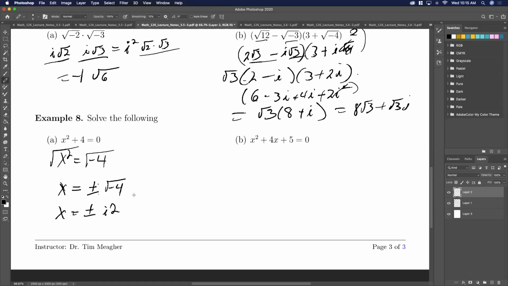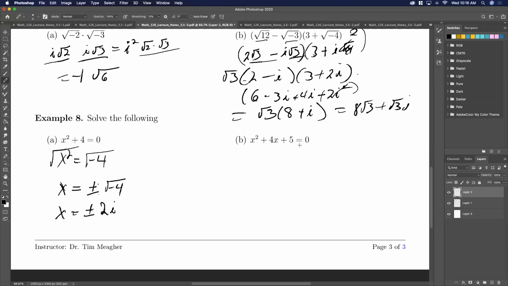Okay, and then we probably write this the other way. So it'll be 2i. So the plus minus one is when we take square roots of both sides.